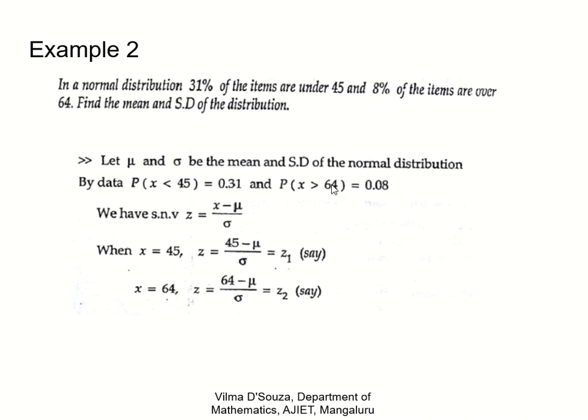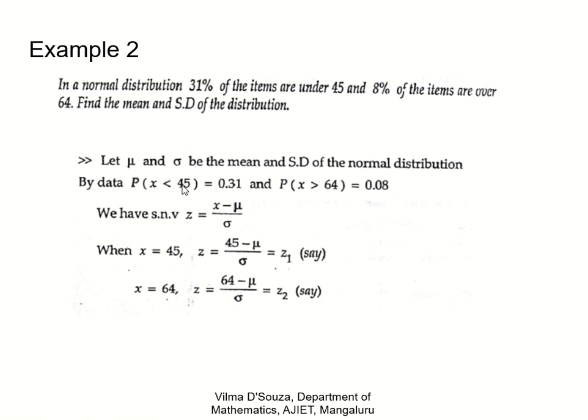So this is your given data. Only this is given to you. You need to find mu and sigma. Since this is a normal distribution, convert it into the standard normal distribution by using z is equal to x minus mu by sigma. The standard normal variate is z is equal to x minus mu by sigma.